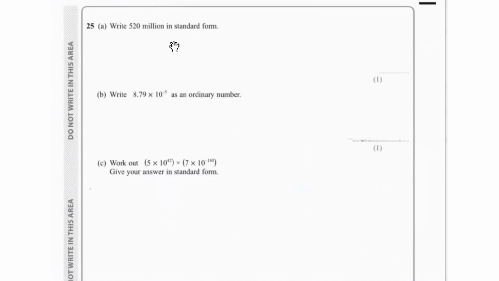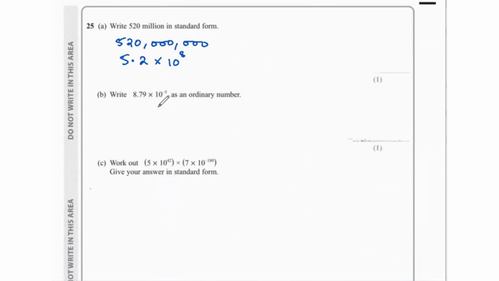Then write 520 million in standard form. Let's first write it in digits. 520 million means 6 zeros after 520. So in standard form, it would be 5.2 times 10 to the power of 8.